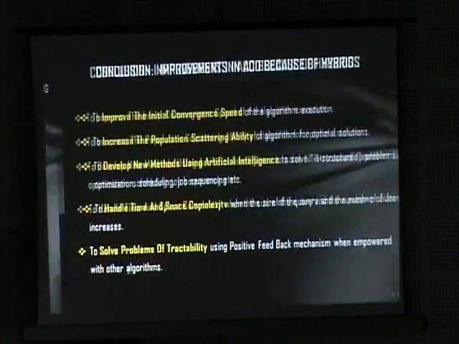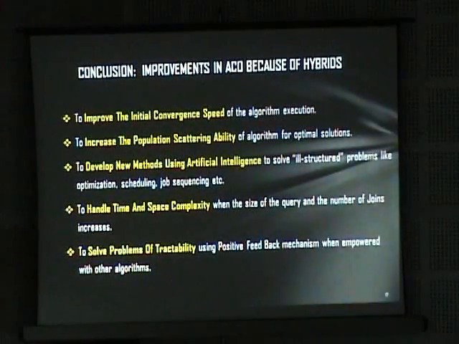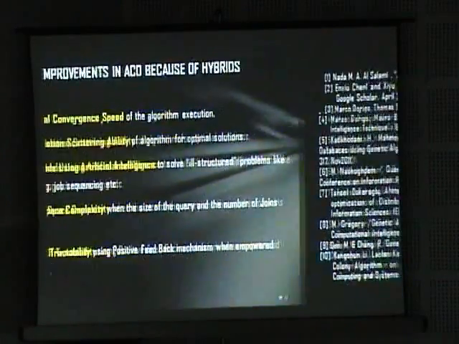After studying the hybrids of these algorithms, it was observed that ACO hybrids have got an improvement and edge over using ACO alone. That means these hybrids improved the initial convergence speeds of the algorithm. They increased the population scattering ability of ACO. They developed new methods for using artificial intelligence to solve ill-structured problems, and they could handle time and space complexity in a better way, and they could solve the problems of tractability.